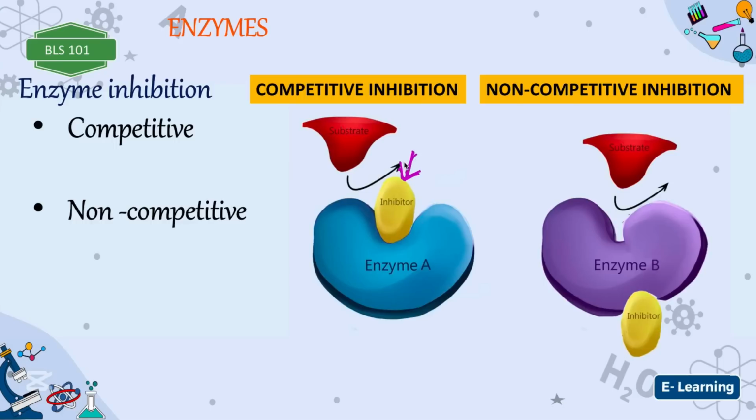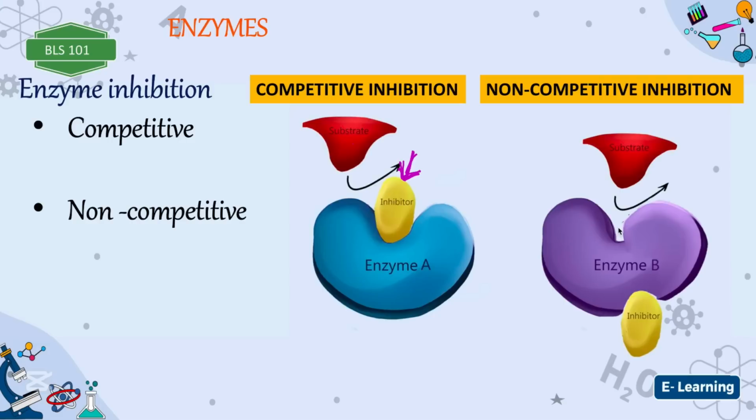Now, if it binds to the active site of that enzyme, what happens? It will prevent the substrate from binding, thereby inhibiting the enzyme substrate reaction. That one is a competitive inhibitor. While the non-competitive inhibitor is the one that will not bind to the active site, but it will bind to any other site. For instance, it binds to the allosteric site of that enzyme. And once it binds to that allosteric site, that means any other site apart from the active site of the enzyme, it will now change the shape of the active site of the enzyme, thereby preventing the substrate from binding.